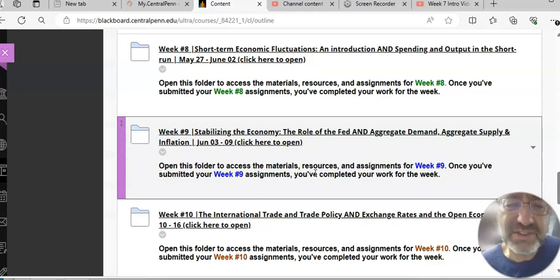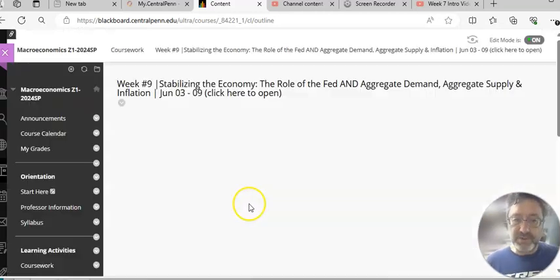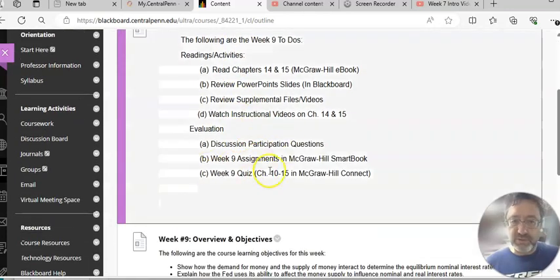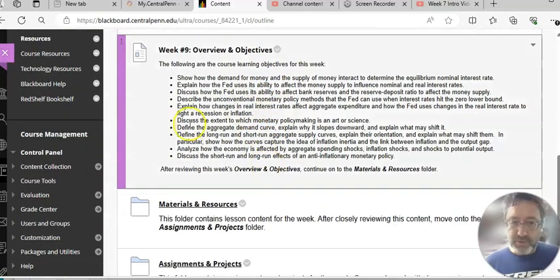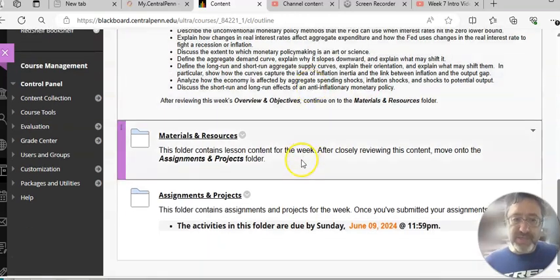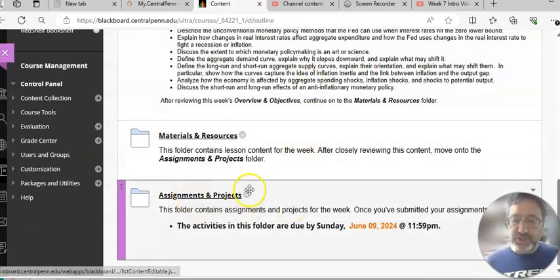So these are very, very interesting chapters because they relate to what basically controls our lives every day. Okay, so when you go to week 9, you click here, you do the usual thing, you know what you have to do, you know what you're going to learn, and then if you go here, assignments and projects, you'll know what's due, and it's a bunch of stuff.